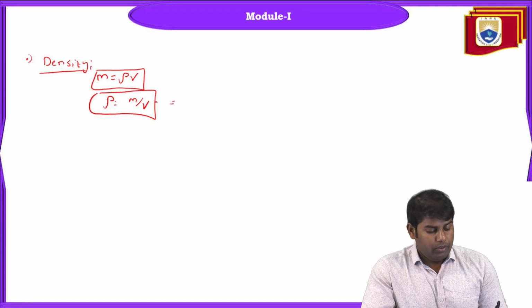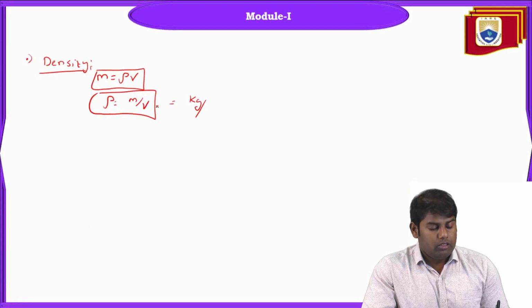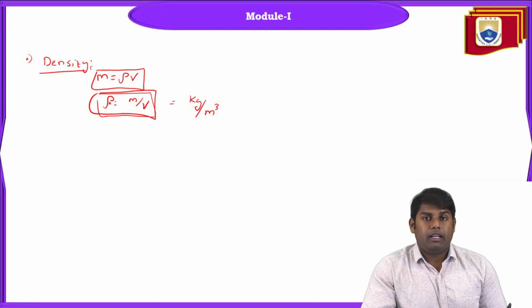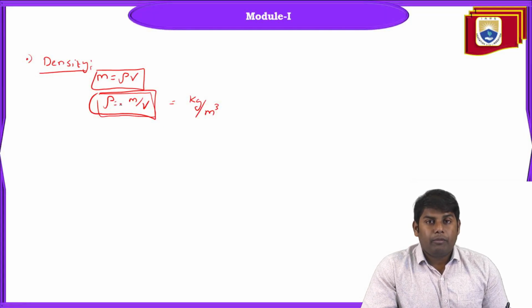The unit for mass, let us take it as kg, and the unit for volume, let us take it as meter cube in the SI system. Basically, density expresses the amount of fluid particles it contains per unit volume. So the density of the flow discusses the amount of matter contained per unit volume.